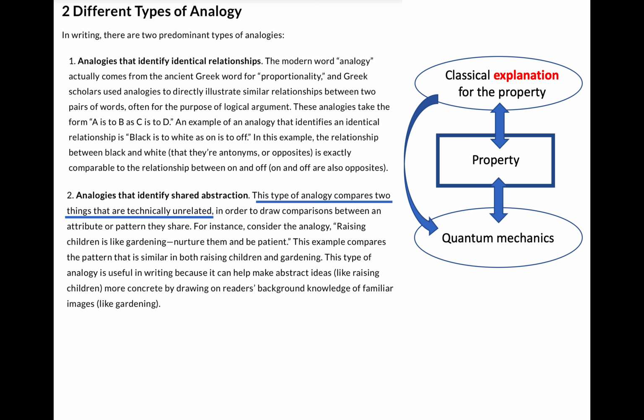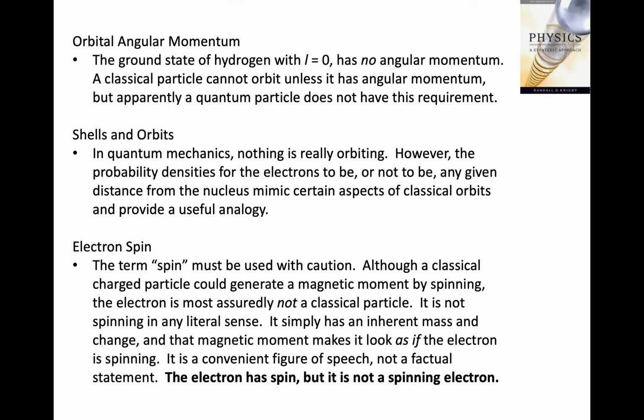But what's abstract is the explanation. When we go to the explanation of the property, our minds might be using language that has a classical description, but we're definitely in the domain of comparing two things that are technically unrelated to each other. This is not an easy task for us to do, but we definitely see examples.